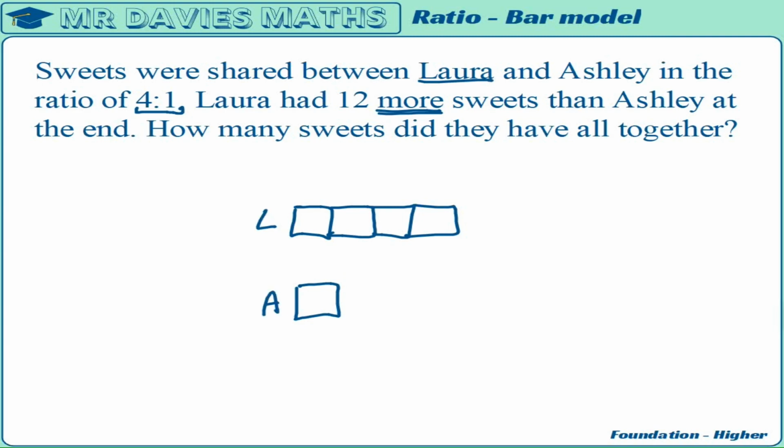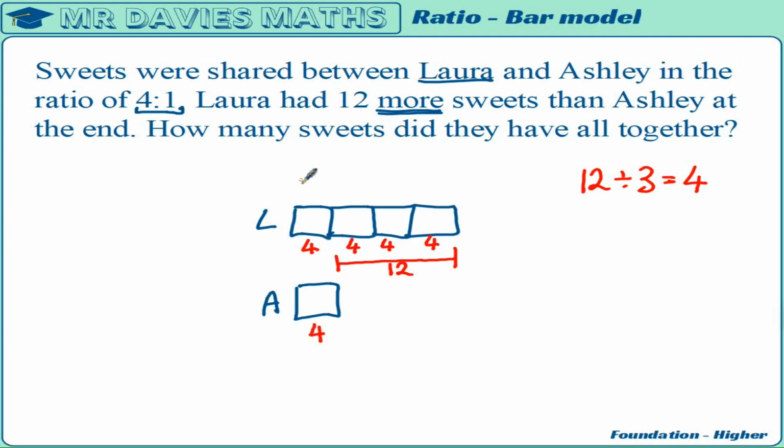Which piece of information are we told? It says Laura has 12 more sweets than Ashley. So how many more boxes does Laura have than Ashley? Well, she has 3 extra boxes this time, so those 3 boxes must have been the 12 extra sweets. So I can now share the 12 into those 3 extra boxes. So what's 12 divided by 3? That means there was 4 in each one of those boxes.